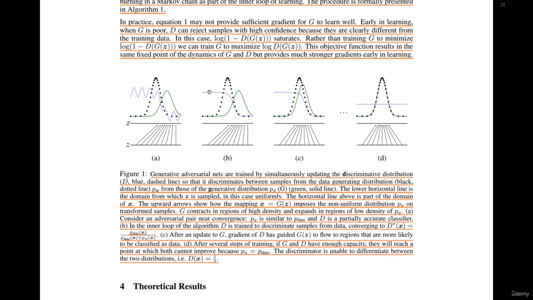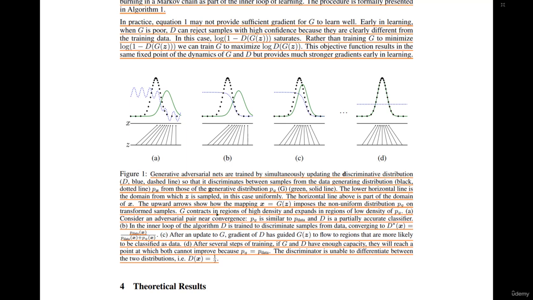Now, if we look at this Figure 1, we have the generative adversarial nets, which have been trained by simultaneously updating the discriminative distribution, which is in blue, so that it discriminates samples from the data generating distribution, that's in black. So here we have the real data, and with this blue, we see clearly that most values from the real data are considered to be ones, while most values from this green, that's the generated data, are considered to be zeros. So we have this high with the blue and then the low with the blue.